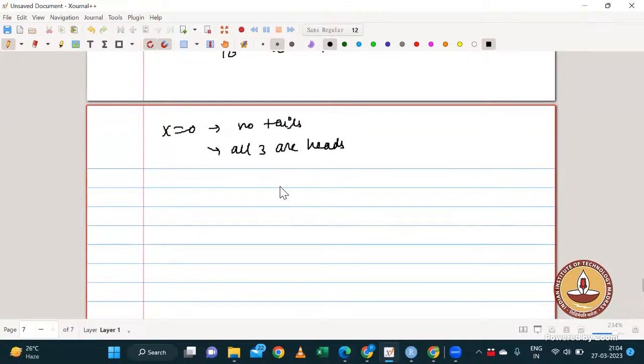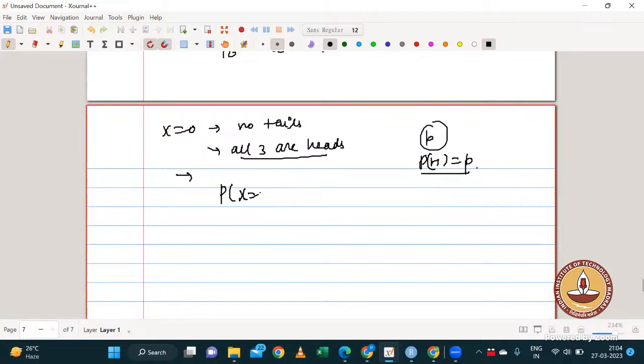Let's assume for a head the probability is p. Since it's an unfair coin, I don't know the probability of head. If it's a fair coin, then I will say the probability of head is half. So let's assume the probability of head is p. So all 3 are heads means what?